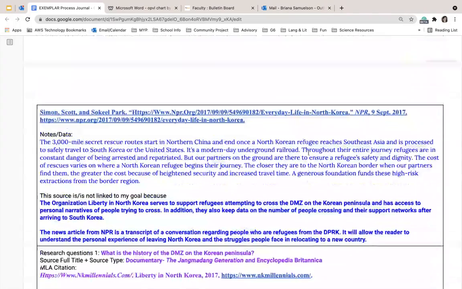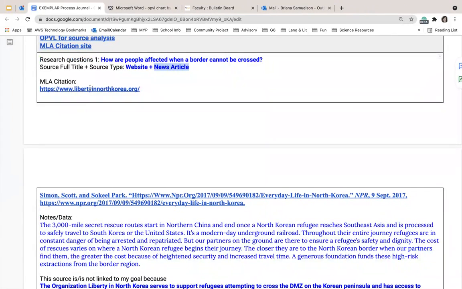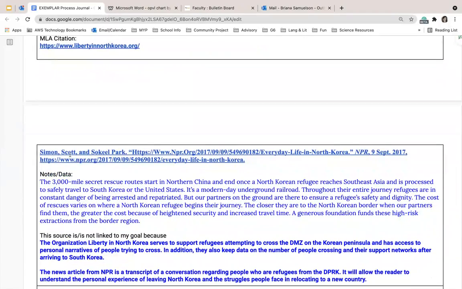So going back up to my blue, I decided that in order to try to answer that question, I went and found a website that I thought would be useful and a news article, and I'd like to show you those. So my first citation is here. That's the website. It's an organization. And the other news article is linked here.